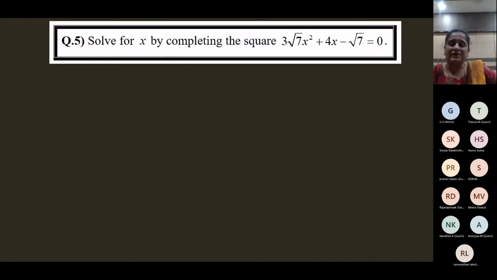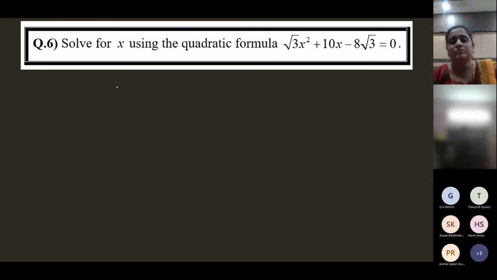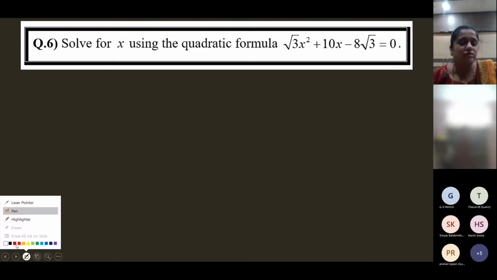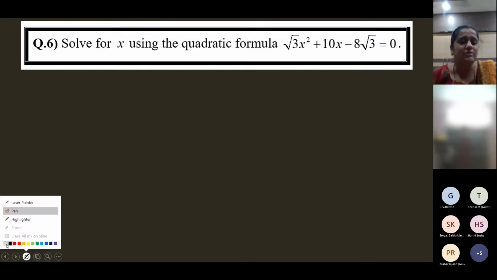Completing the square you don't have, so I'll just ignore this. Using the quadratic formula, solve for x. Whenever you have to use the quadratic formula, first bring out the values of a, b, and c. Before that, check if the equation is in the standard form. Yes, it is in the standard form: x square, x, constant. So nothing you have to do. You can directly get the values of a, b, and c.